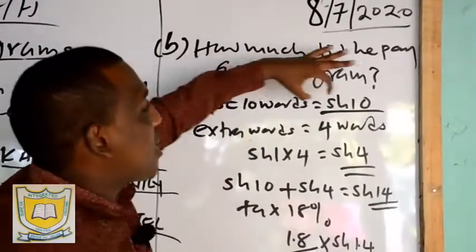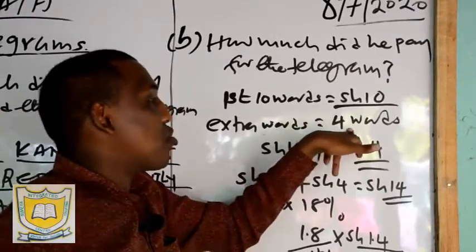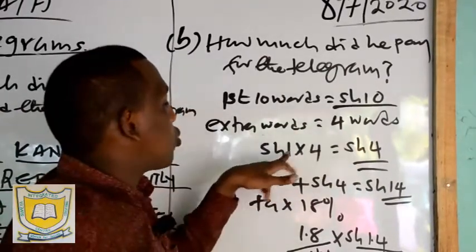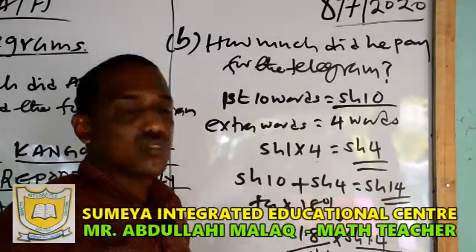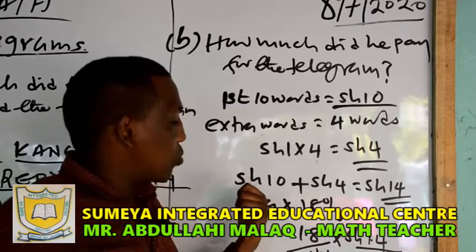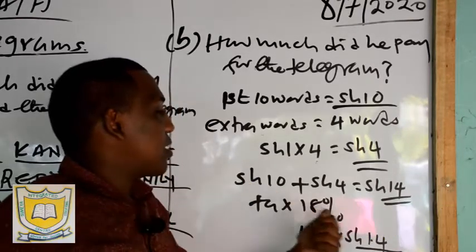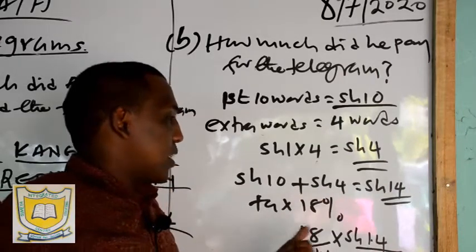The question was asking how much did he pay for the telegram. So the first 10 words, shillings 10. Extra words, they are 4, after 10, 14 words. Each one is charged at shillings 1. Shillings 1 times 4 extra words, you will get shillings 4. What do we do now? We add the two amounts. The first 10 words, shillings 10. The extra words, shillings 4. 10 plus 4, you'll get shillings 14. That is the total amount.